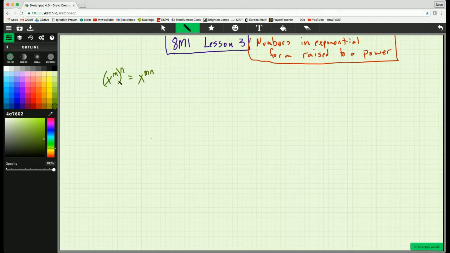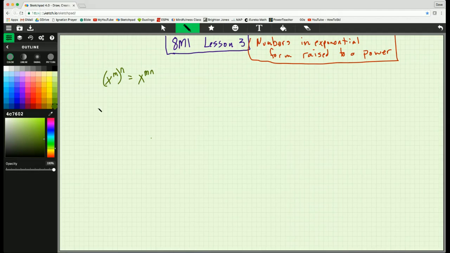So what does this mean? Let's look at this and see that this means that a number, x, raised to a power, if you take that whole expression and raise that to another power, the answer is simply that number raised to the two powers multiplied together. So what does that mean and why does it work? First of all, let's just look at some examples.